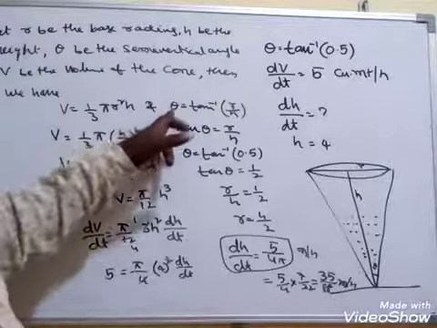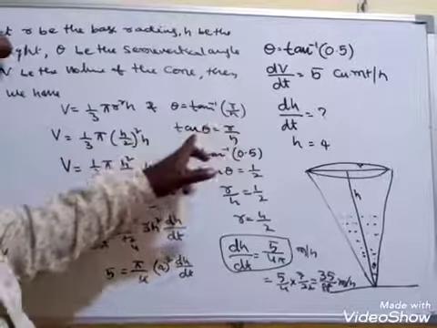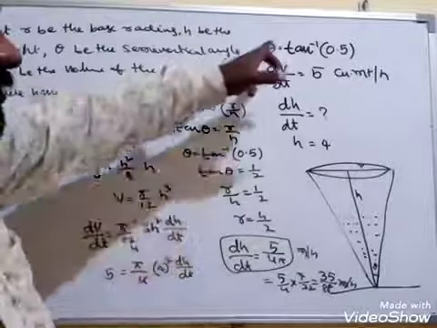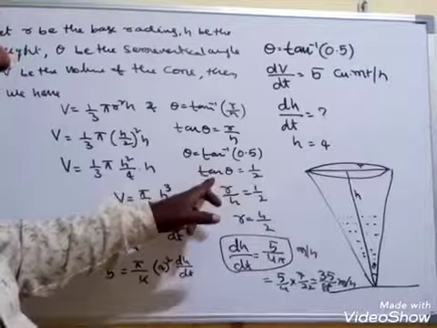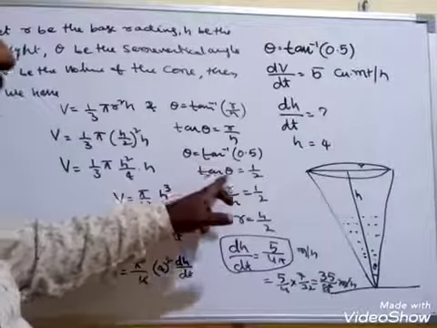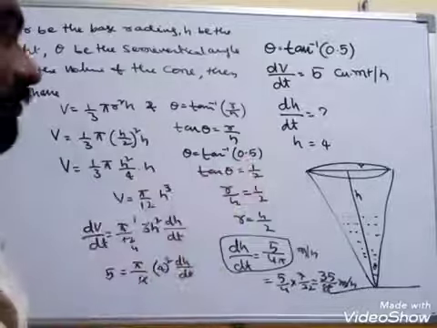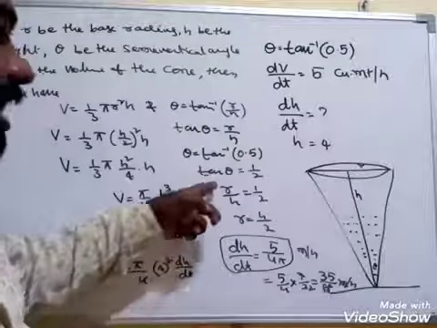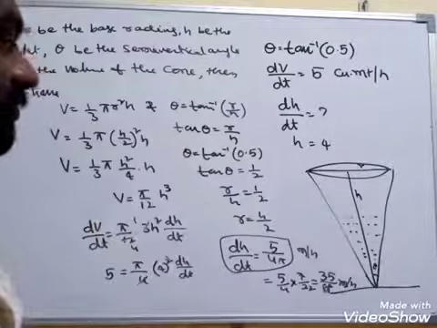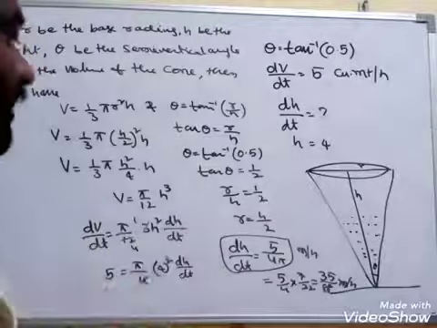But what is given? Theta is equal to tan inverse of R by H means tan theta is equal to R by H. Now theta is given as 0.5, so taking tan inverse to this side, tan theta is equal to 0.5, nothing but 1 by 2. Therefore R by H is equal to 1 by 2. Therefore R is equal to H by 2.